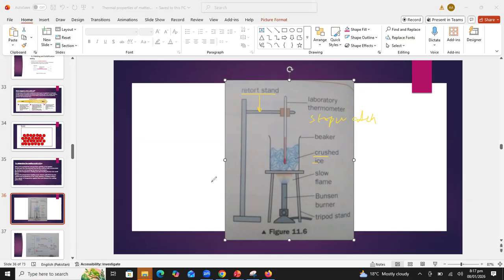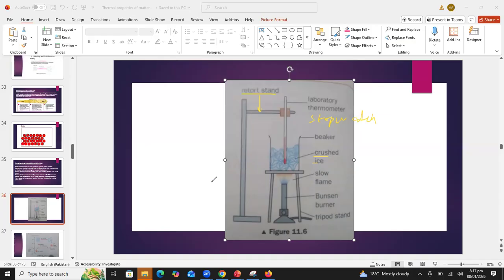In this experiment, beta, we are basically finding the melting point of ice. So what we will do, students, initially we will take the ice and crush it. We will take the crushed ice. Obviously, during crushing, the ice will start to melt.